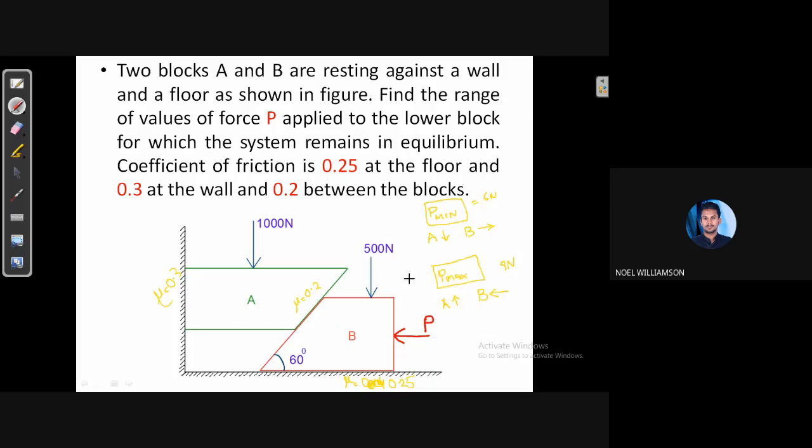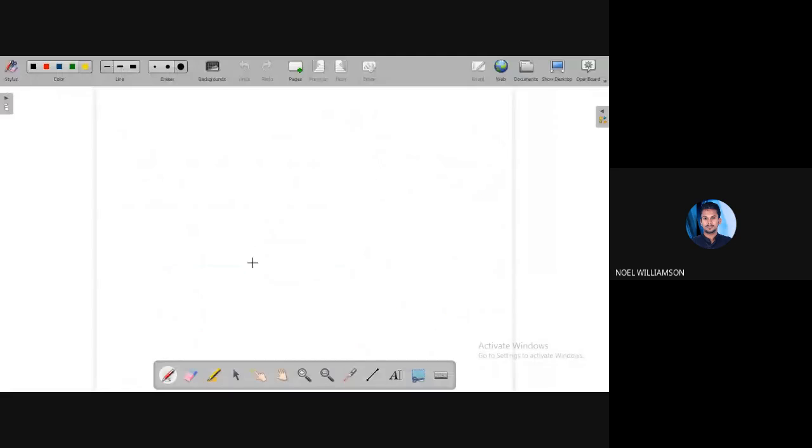So first of all, we will consider case 1, that is, the minimum value of P. Okay, first of all we have to find the minimum value of P.